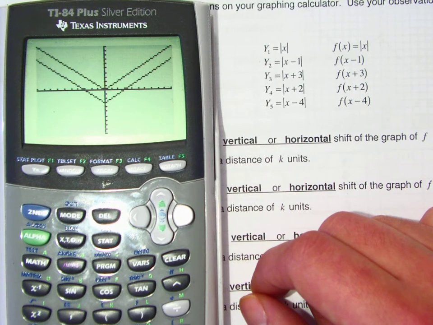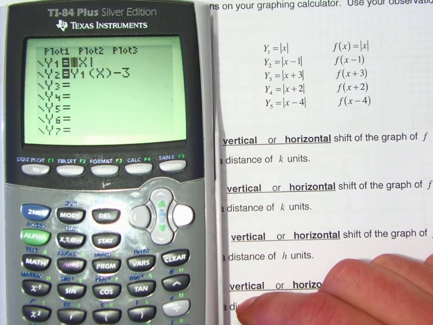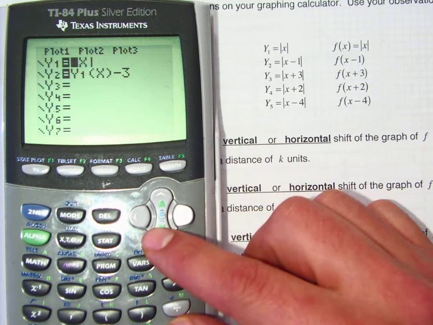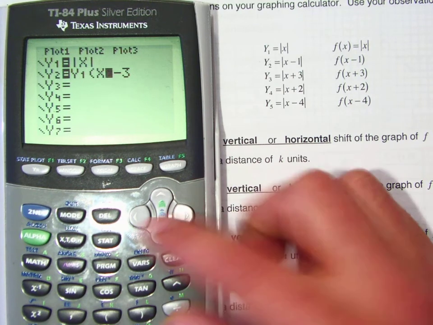Wait, why am I just getting a straight line? I don't know. I think you can see your calculator back there. Next question. It's hilarious.